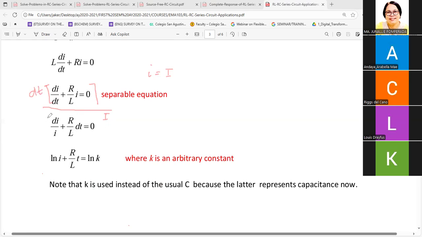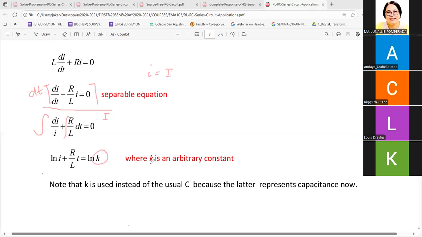Now, if you're going to integrate, you will have ln of I plus R over L times t, and on the right side ln of k. We use the ln because we have an ln answer here, and we use the k instead of the c because when we speak of circuit applications, the c represents the capacitor. So for this particular required information in the problem, this is your ln(I) plus R over L times t equal to ln k, as the equation that you can work out on.